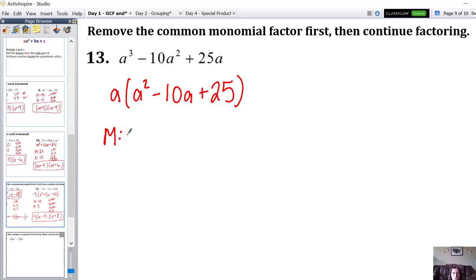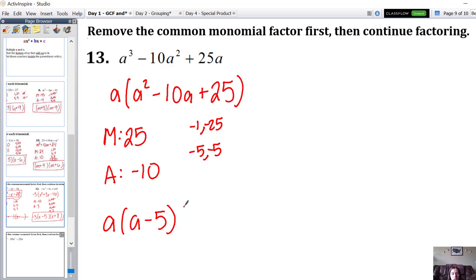What multiplies to 25 that adds up to negative 10? Our factors of 25 are 1 and 25, or 5 and 5. Since I need to add up to a negative number, both of my numbers need to be negative, because I'm multiplying to be positive. So now we've got a minus 5, and a minus 5, which can also be written as a times a minus 5 squared, since there are 2 of them.